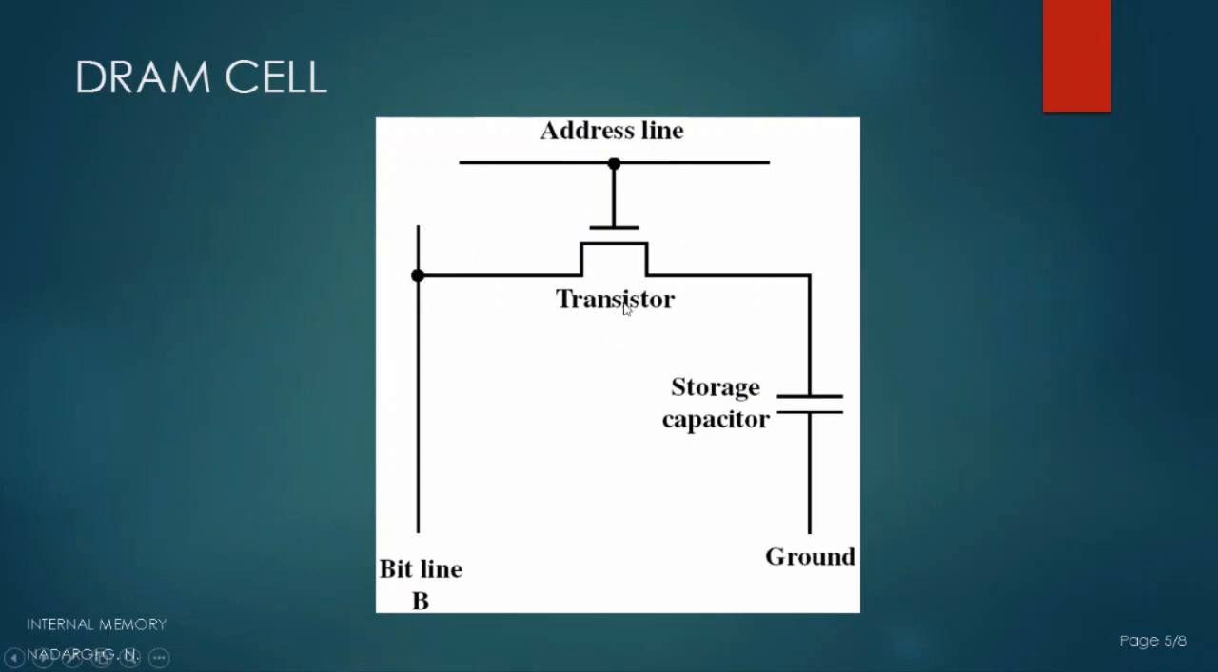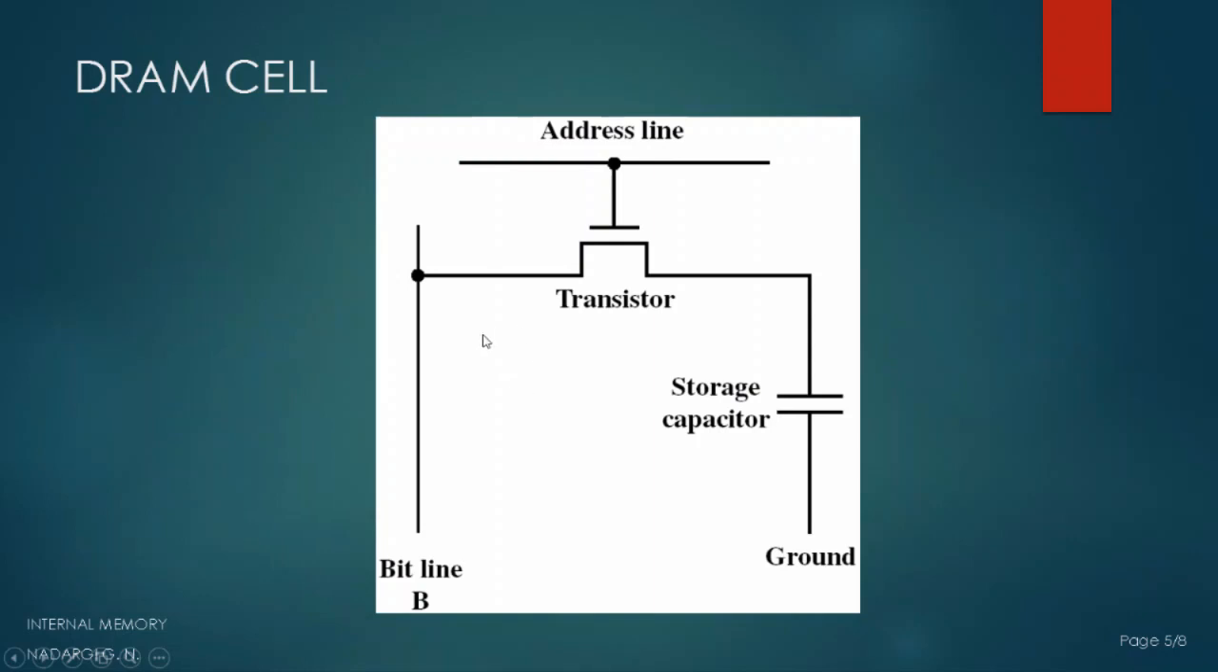For write operation, a voltage signal is applied to the bit line. A high voltage represents 1 and a low voltage represents 0. A signal is then applied to the address line, allowing a charge to be transferred to the capacitor.